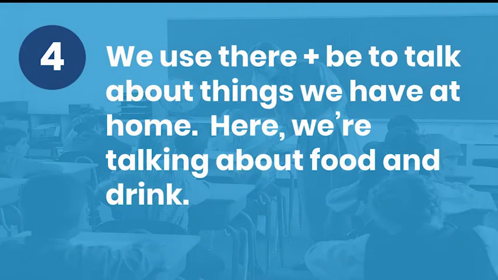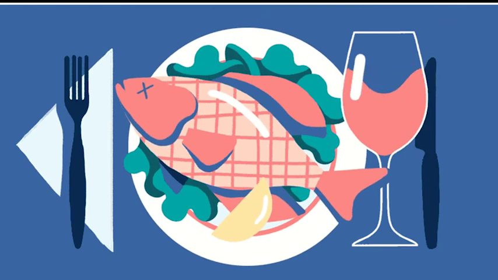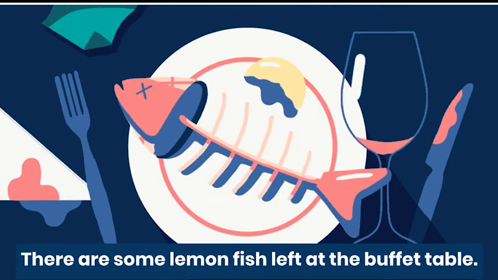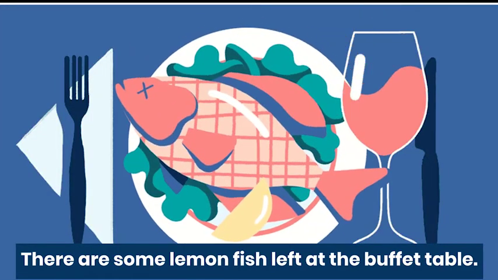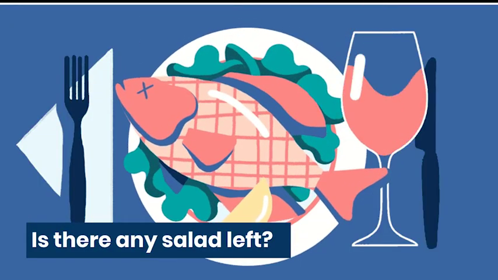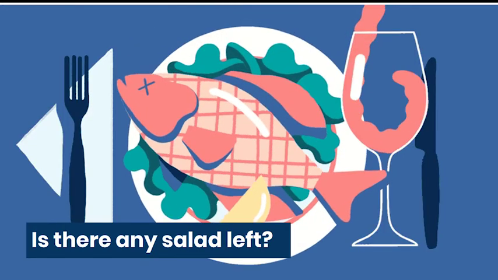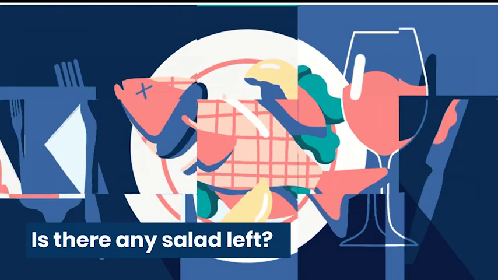We use there plus be to talk about things we have at home or things that you possess. For example, you're talking about your room, you're talking about your house, you're talking about your garden. So here's an example where we're talking about food and drinks. There are some lemon fish left at the buffet table. Or you could use a question format. Is there any salad left? It looks like it's finished.